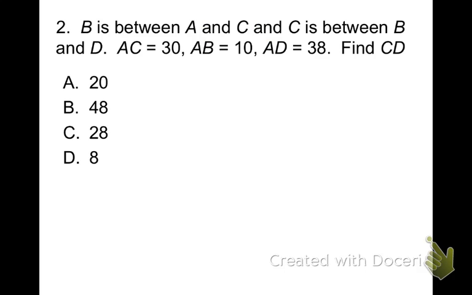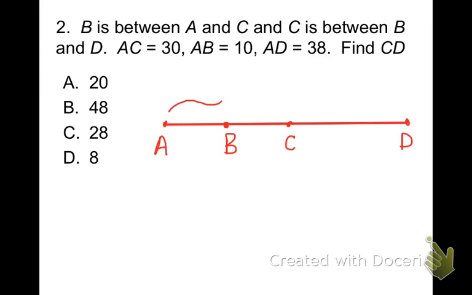Another example, B is between A and C. C is between B and D. And you're given values for each of these. What would be helpful is to actually make a diagram. So we'll draw a line segment. We'll say we know that B is between A and C, and we know that C is between A and D.